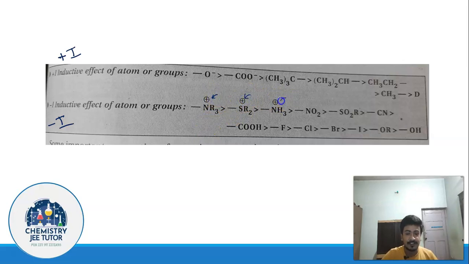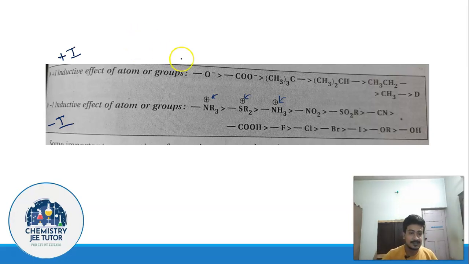Okay, positively charged things or groups are things which are definitely going to attract electrons. So these are groups which have a minus I effect. That is, they are going to withdraw the electron cloud. Since they are going to withdraw the electron cloud, they have a minus I effect, and a positive charge over it actually enhances its capacity to withdraw electrons.